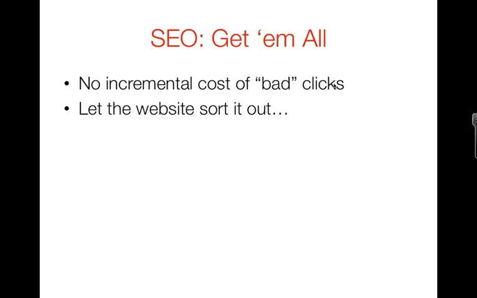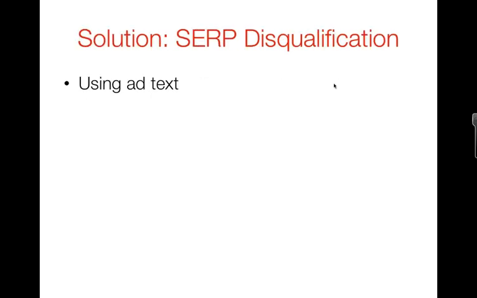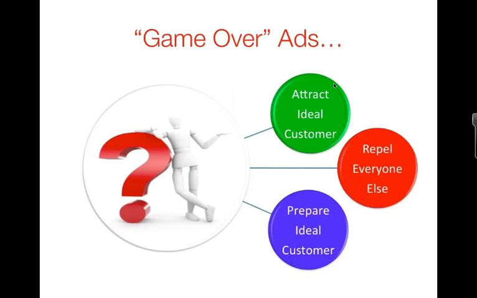If you're doing search engine optimization, it doesn't matter. You just go for all of them. But in this case, we're doing AdWords. We have to pay for each of the clicks. So we're going to teach you how to do game over ads, which are going to do 3 things. They're going to attract that ideal customer, that little green dot in the center. They're going to repel or at least be invisible to everyone else so you don't get clicks from people who shouldn't be buying from you. And they're going to prepare your ideal customer for the landing page on your website, because if they're expecting something and they come to your website and don't see it, they've just cost you money and they've spent 4 seconds on your website and they're going back for another search.